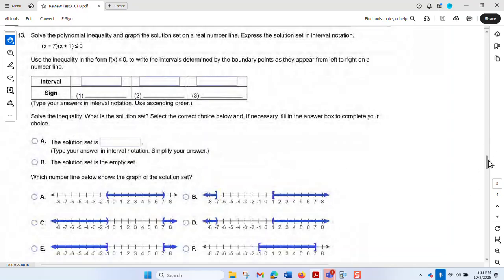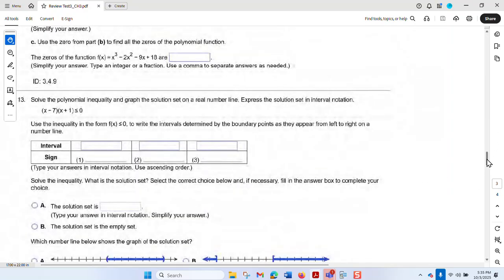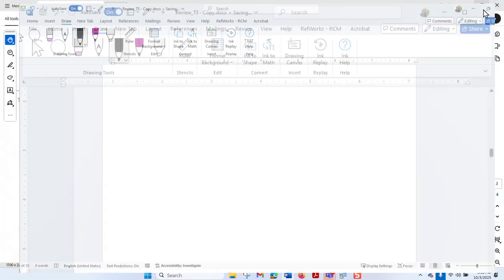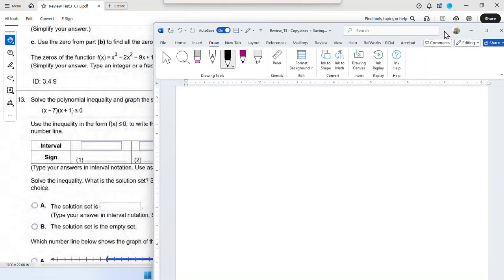Okay, number 13. This one is an inequality, right? The polynomial inequality here, this one is less than or equal to 0, okay? We have a polynomial inequality. All right, we find the critical points. Okay, so where are my critical points? We're going to make it 0 first.